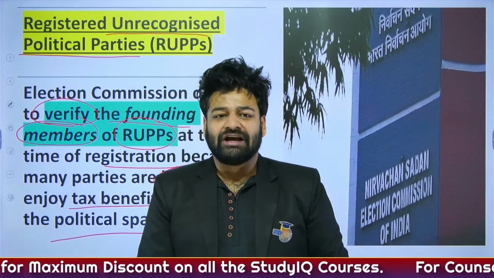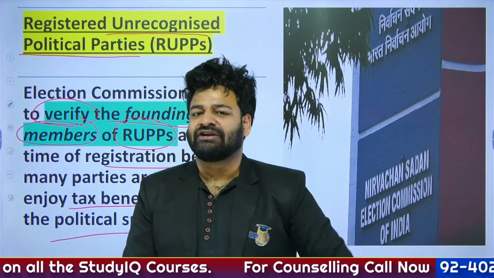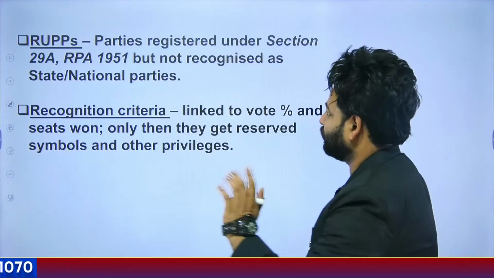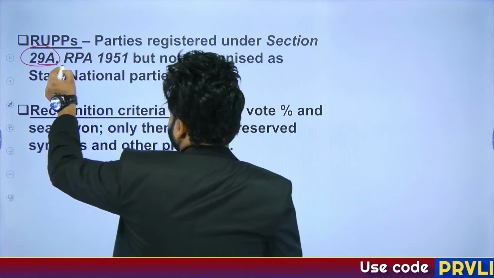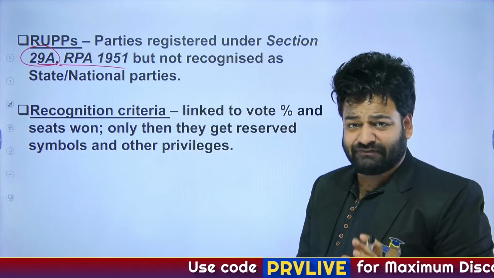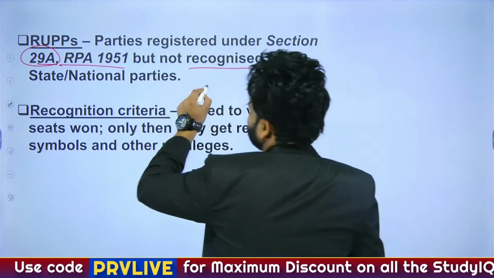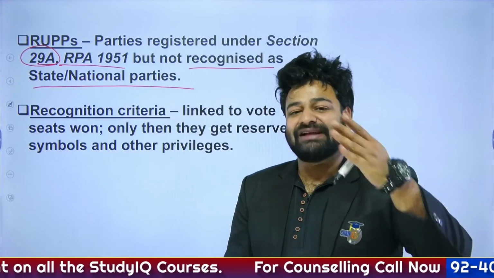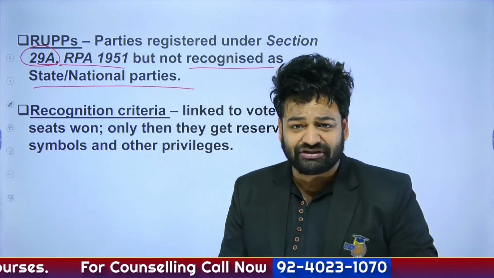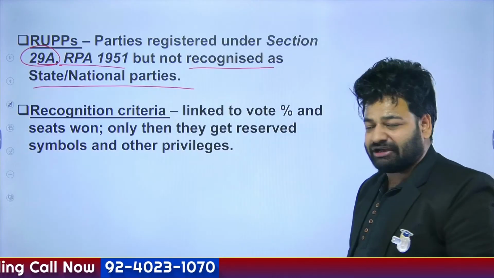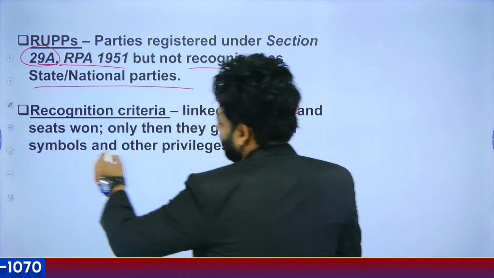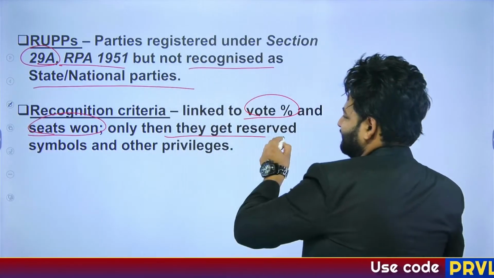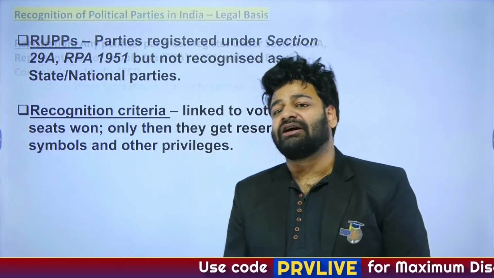But the problem here is there are registered but recognized as well as unrecognized political parties at the national and state levels, right? So who are these RUPs, basically registered unrecognized political parties? They are registered under Section 29A of the Representation of People's Act 1951, but not recognized as state or national political parties. They are political parties, but their state level or national level recognition is not yet done. The recognition criteria are linked to vote percentage as well as the seats won. Only then do they get the reserved symbols and other privileges, right?